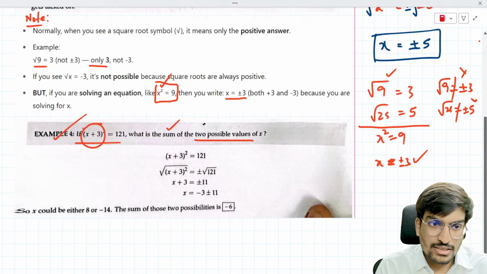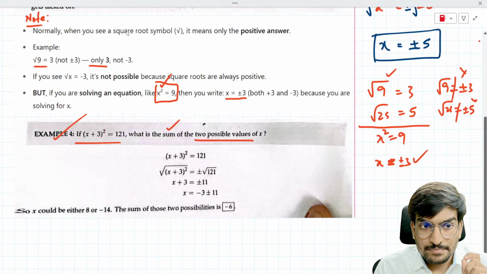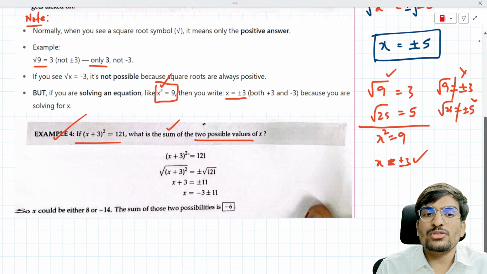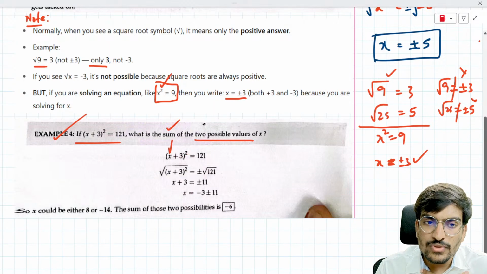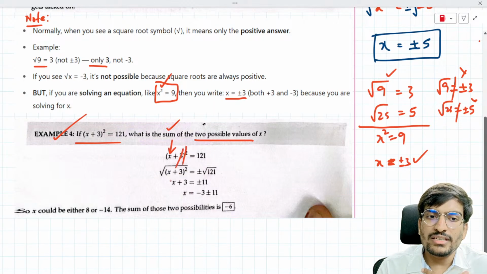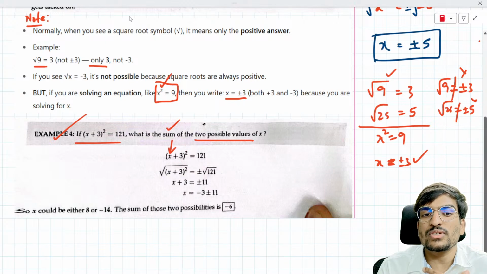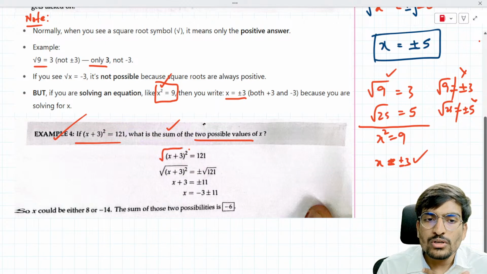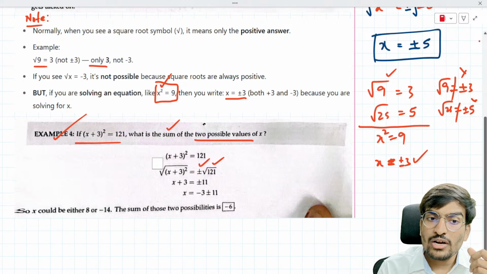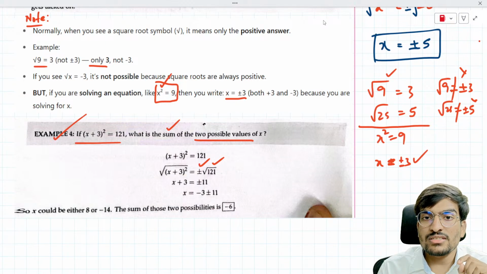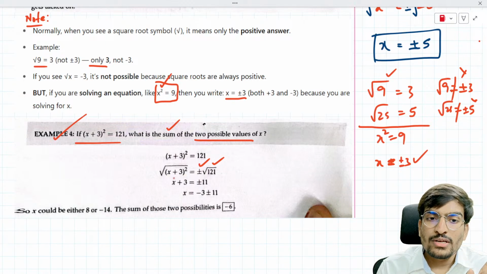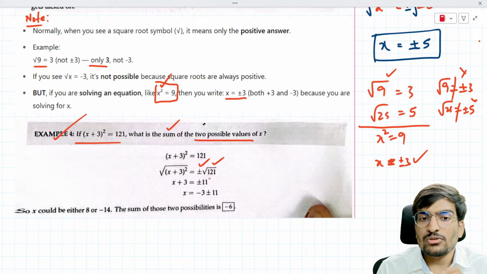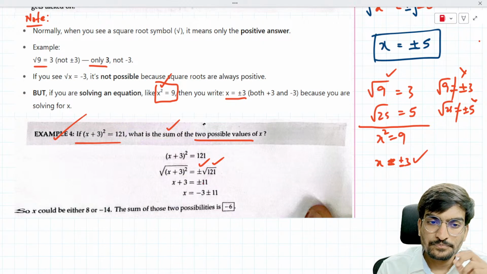Here the thing is in square. To remove that square, why do we need to remove it? Because we need x. We don't want the square, and we don't want this 3 with x either, because we want only the x value. So how do we remove this square? Root on both sides. Whenever you apply root, you see plus or minus, and root will come into the picture. Plus or minus is not coming from the inside thing. Root of x plus 3 whole square equals plus or minus root 121.